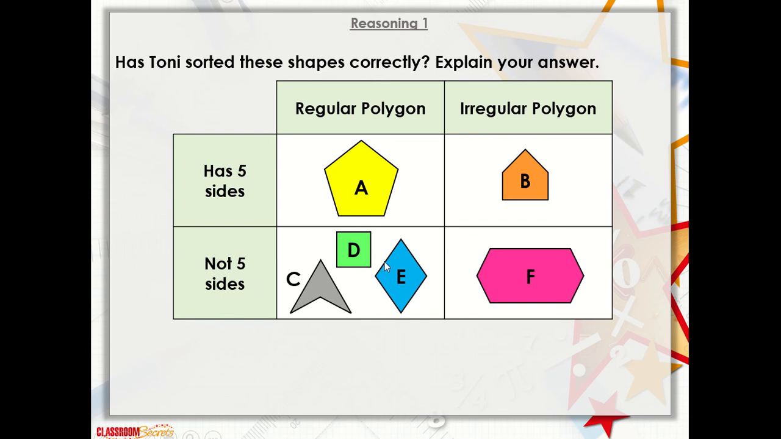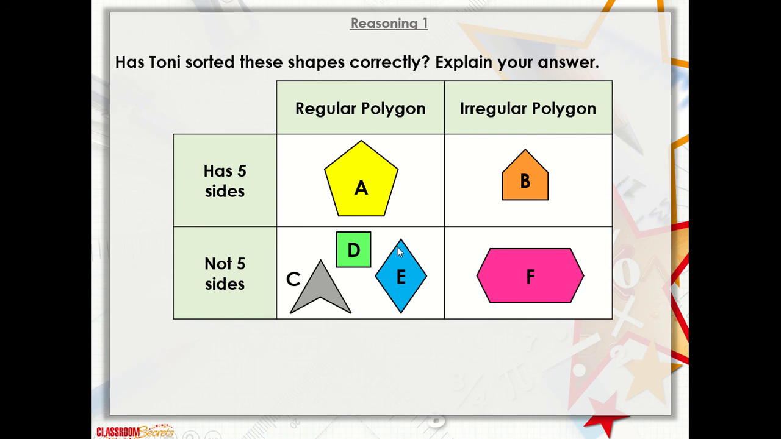Not 5 sides? Yep, it's got 4, so it's in the right line. Is it a regular polygon? Is it regular? Well, you might look at that and think, I think all those sides are the same length. So I think it is a regular polygon, but we must also look at the angles inside. And I can see clearly when I look at shape E that some of the angles inside are smaller than some of the other angles.